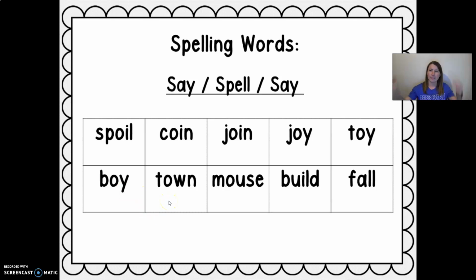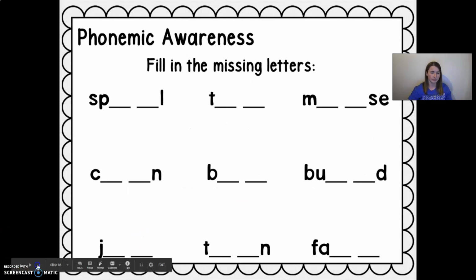Ready? Town. T-O-W-N. Town. Mouse. M-O-U-S. And then our E. And our E is silent, isn't it? Mouse. Our E is silent there. Build. B-U-I-L-D. Build. And then we have fall. F-A-L-L. Fall. And A-L-L is a glued sound.